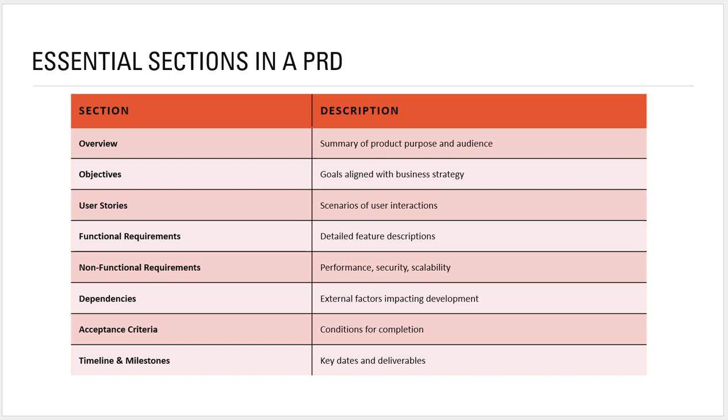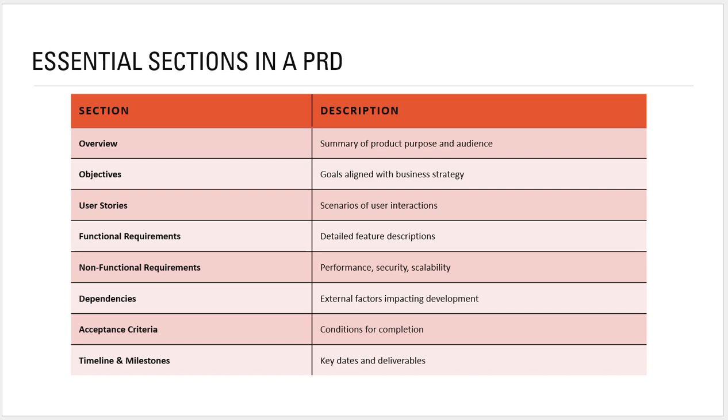And then the acceptance criteria, the most important part while we are writing the product requirement document. These are the conditions that must be met for the feature or the product to be considered complete. So what are the criteria by which we can say that the product has achieved the objective or the goals.